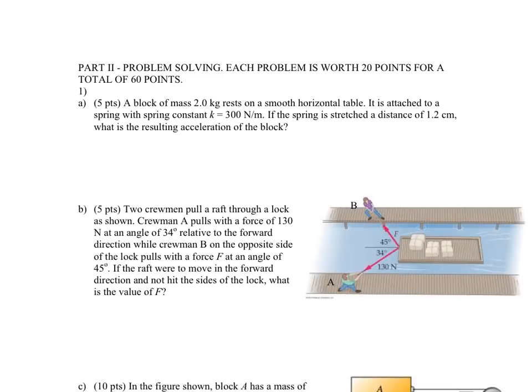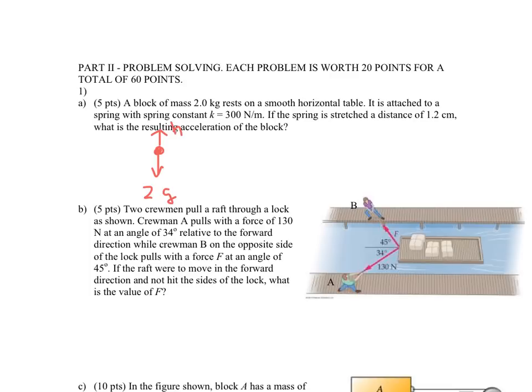Okay, let's get to the first problem here. Part A says, a block of mass 2.0 kilograms rests on a smooth table. It is attached to a spring with spring constant 300 newtons per meter. They say if the spring is stretched a distance of 1.2 centimeters, what is the resulting acceleration? So you have to draw a free body diagram. You have a block, and you can, if you wish, write down its weight and its normal force. I call it little n here.